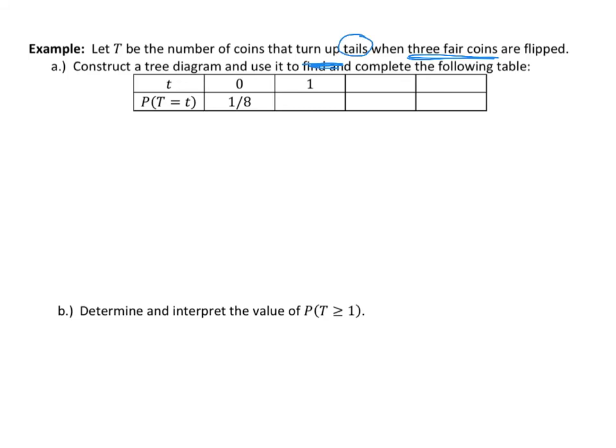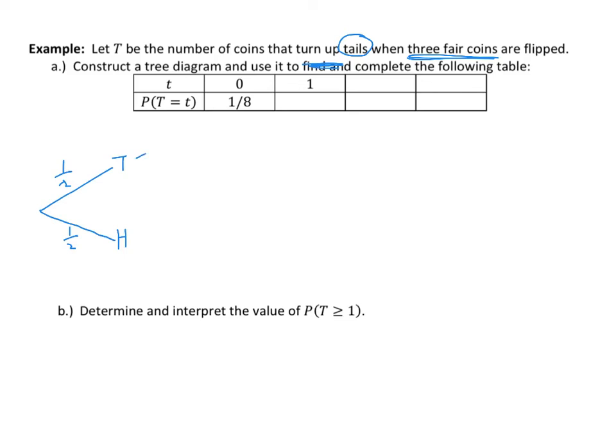When I flip that first coin, what are my possibilities? It's either tails or it's heads, and the probabilities of these things are a half and a half. If you feel like you can do this one on your own, I'd say pause the video and try it. If you're worried about it, you can follow along with me. But this is a decent example for you to try on your own.